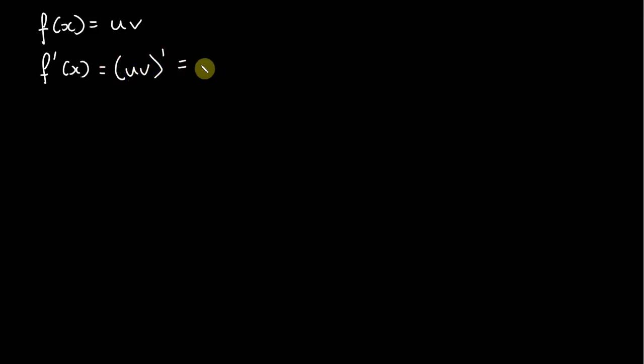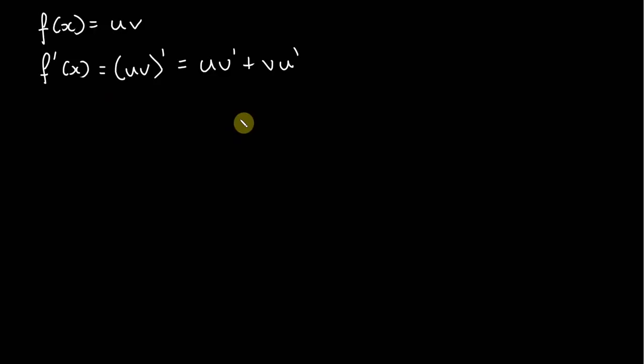Hello, in this video I want to talk about the differentiation of products, otherwise known as the product rule. Without working it out too explicitly, we can say in general that if we have f of x equals uv, where u and v are both functions of x, then f prime of x is going to equal uv prime plus vu prime. And this is the product rule.